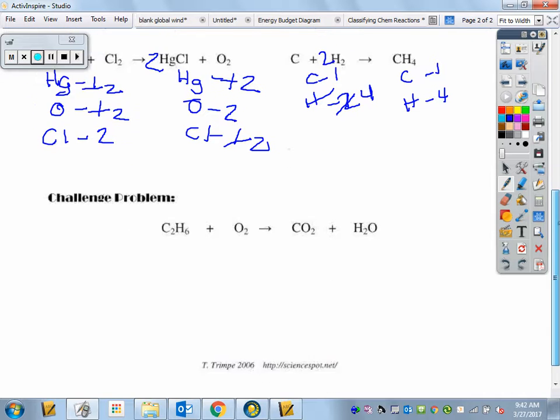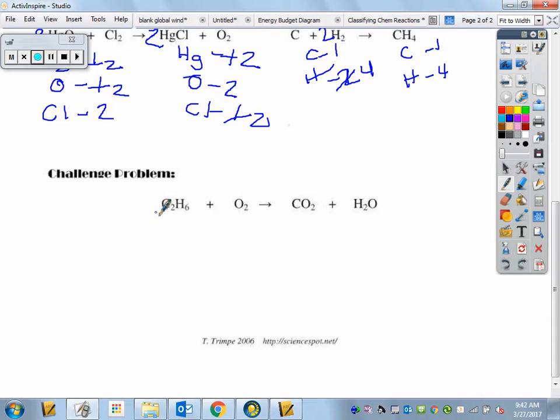Challenge problem. It's not much of a challenge, though. So we have carbon, we have hydrogen and oxygen. Carbon, hydrogen, oxygen. Again, make sure you write them in the same order on both sides. So let's see, I have 2 carbons over here. I have 6 hydrogens and 2 oxygens. Looks like I have 1 carbon, 2 hydrogens, and I've got to add up my oxygens. I have 2 plus 1 is 3.